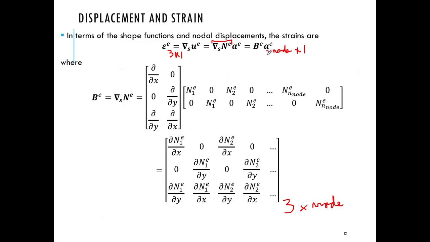This is 2 times n node, because we have 2 degrees of freedom. I apologize for this. And this one is 3 times 2 n node. These 2 n nodes, of course, if you're doing matrix multiplication, give us a 3 by 1 strain vector. Again, just do this multiplication yourself so that it makes sense to you. Honestly, the only way to figure this out completely is to look at these matrix multiplications yourself.